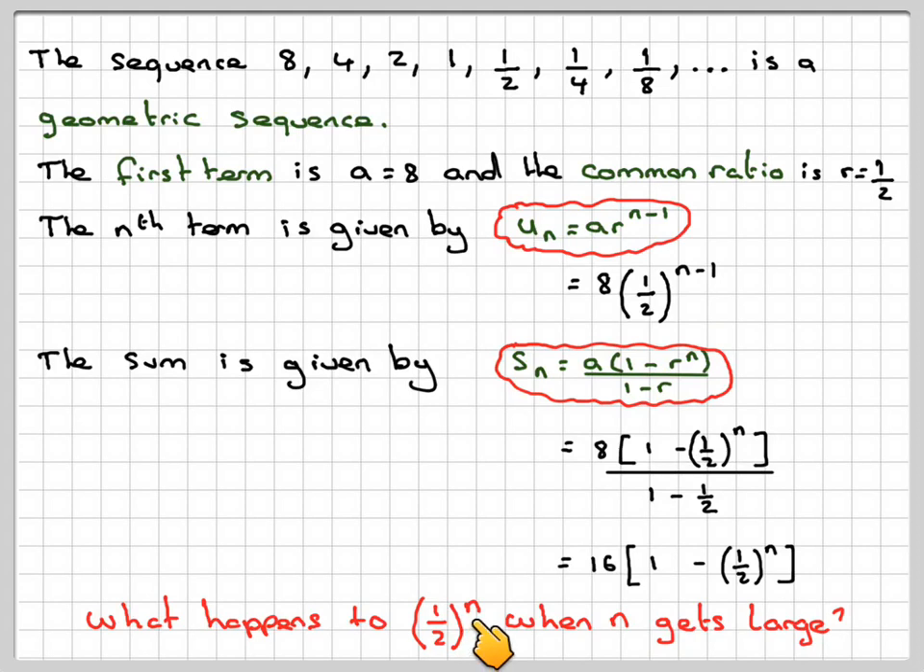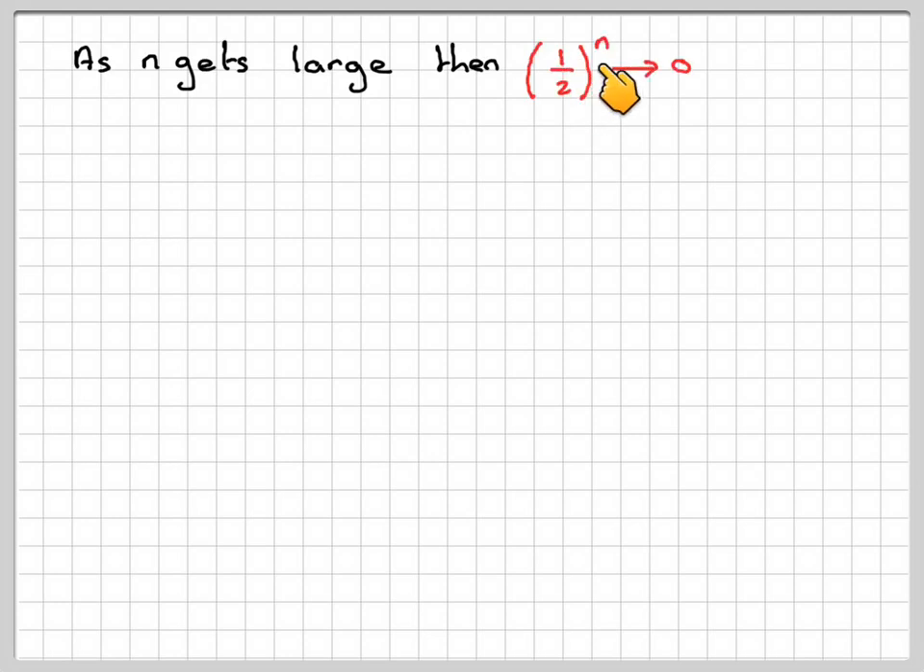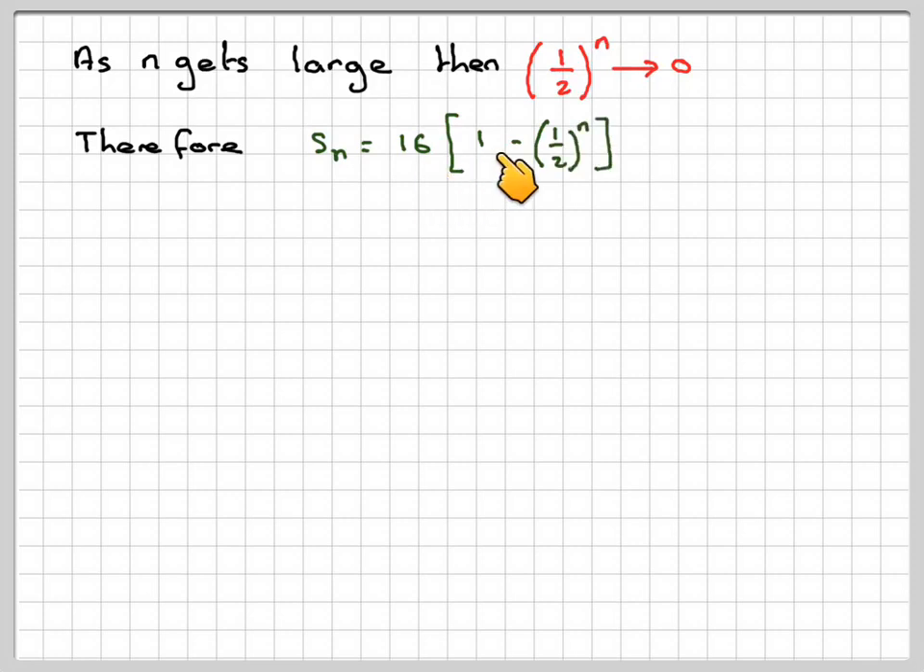Do a half to the power of 20, a half to the power of 100, and you'll see that this number will become very, very close to 0. So as n gets large, n being like 20 or more, a half to the power of n will approach the number 0. So if we look at that with our formula, which is 16 times 1 minus a half to the power of n, this bit will be equal to 0.